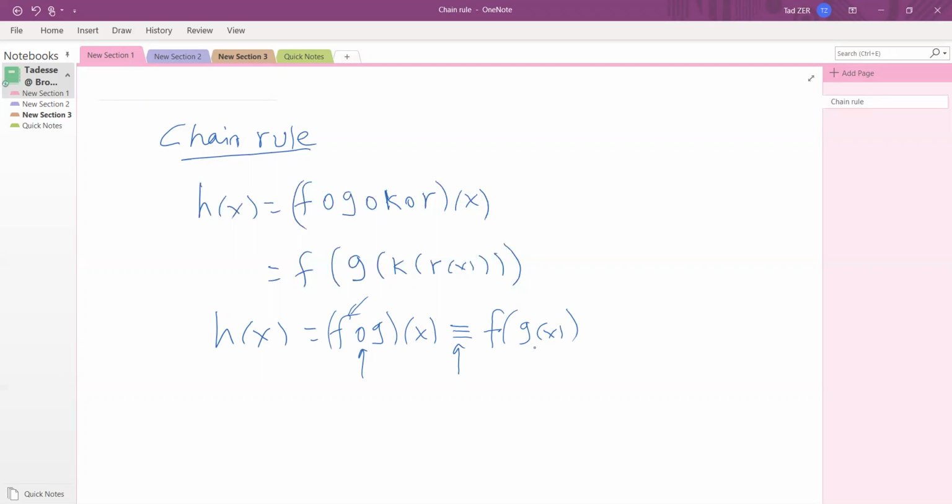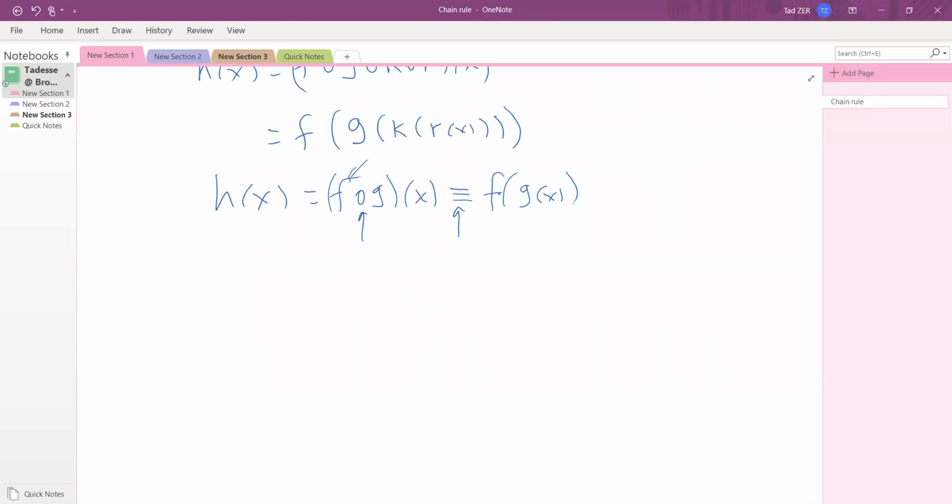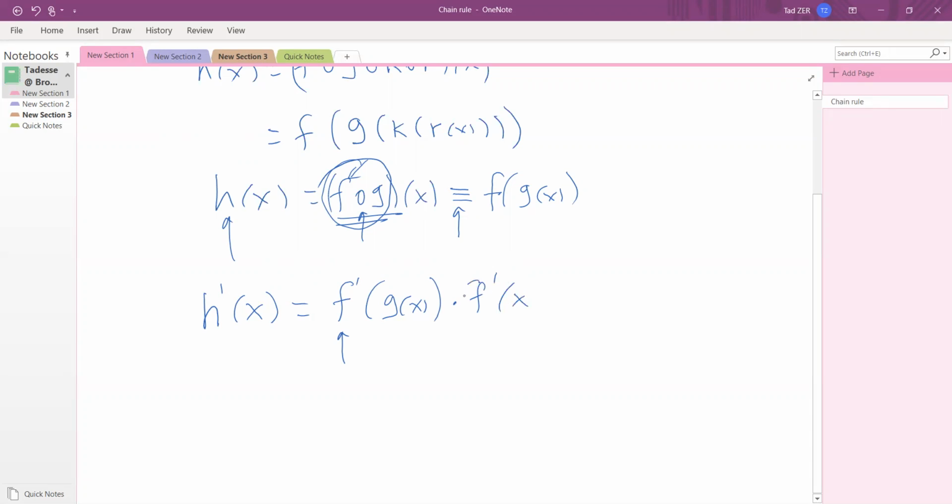Now, how do we find the derivative of a composition or a chain? In short, how do we find the derivative of the composition of f and g, which is h of x? The chain rule says, to find the derivative of h, find the derivative of the outer function, evaluate that derivative at g of x, then multiply times g prime of x. This is what we call the chain rule.